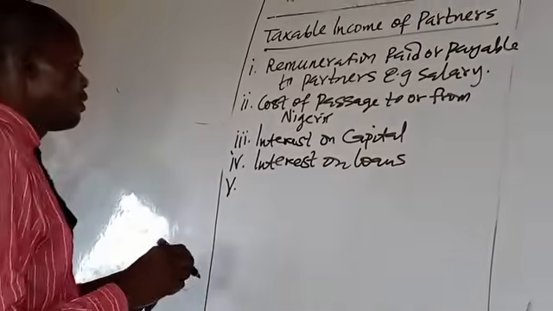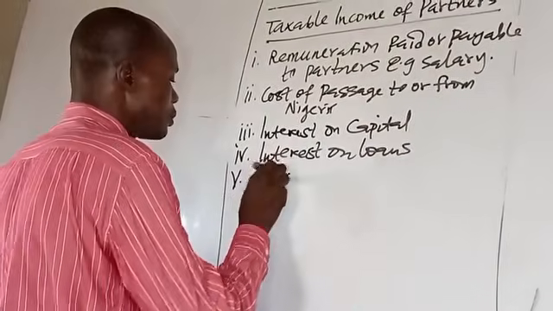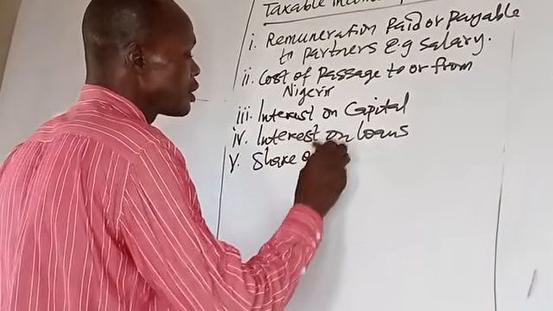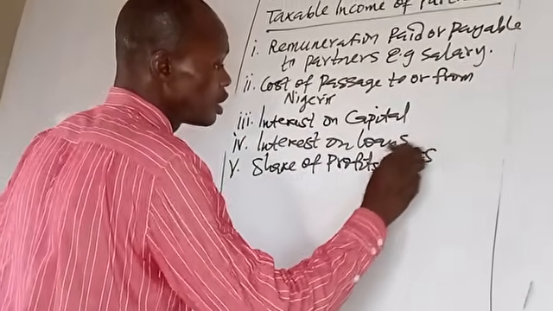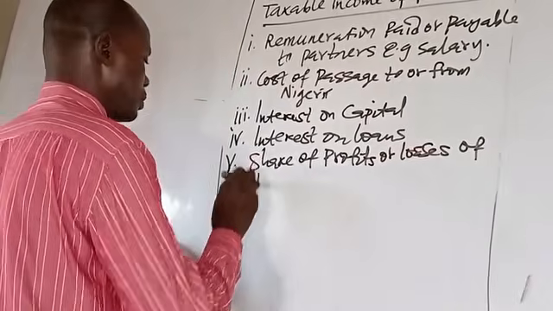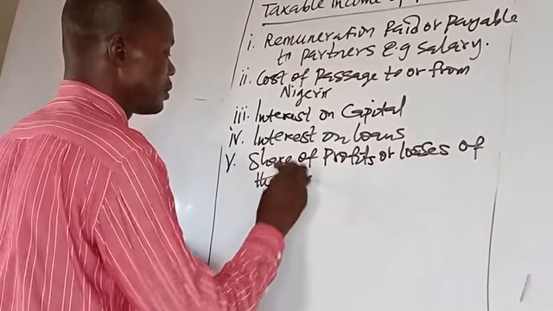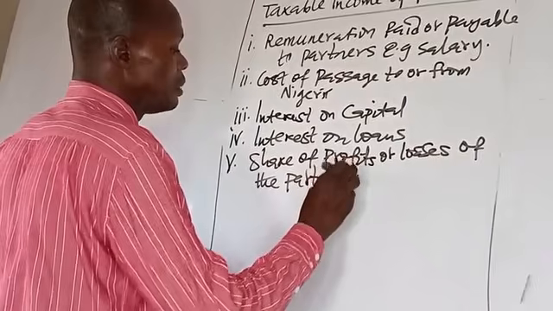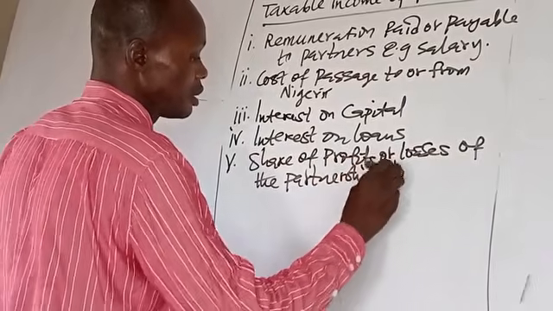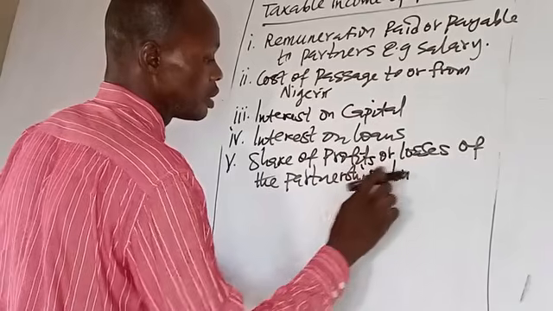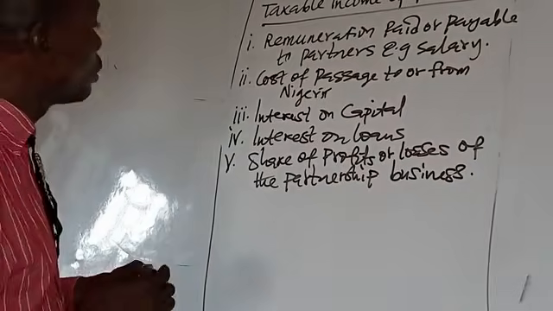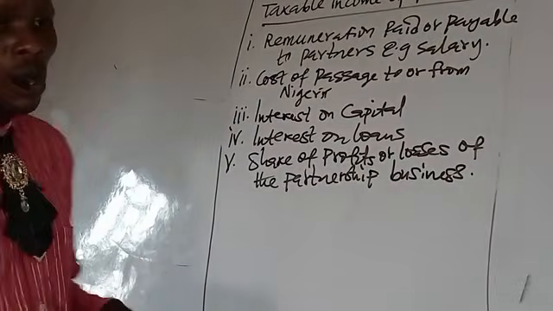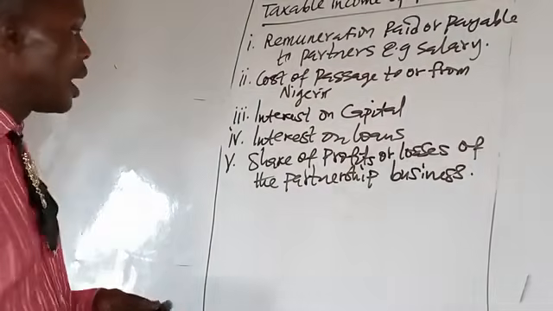Number 5, share of profit or losses of the partner, of the partnership business. These are the taxable income of partnership business.